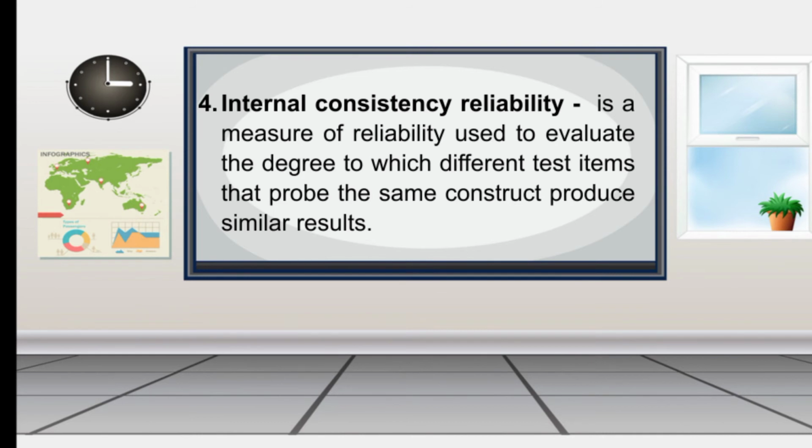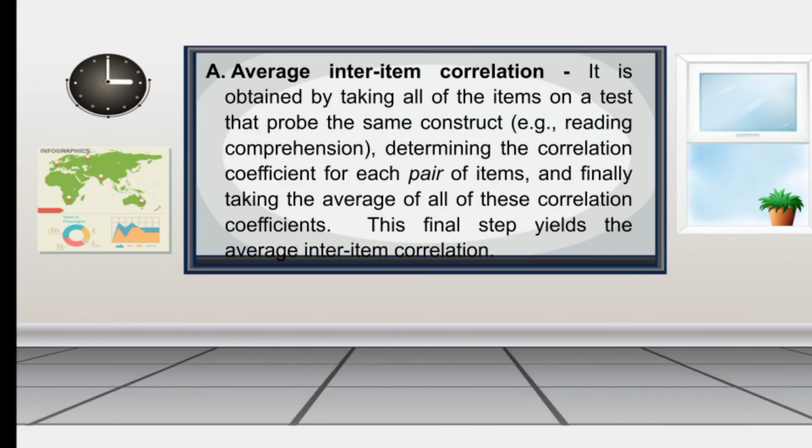Fourth type of reliability is internal consistency reliability. It is a measure of reliability used to evaluate the degree to which different test items that probe the same construct produce similar results. Under this is the average inter-item correlation. That is obtained by taking all the items in a test that probe the same construct, for example, comprehension, determining the correlation coefficient for each pair of items, and finally, taking the average of all of these correlation coefficients. This final step yields the average inter-item correlation.